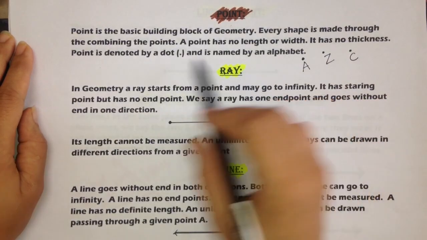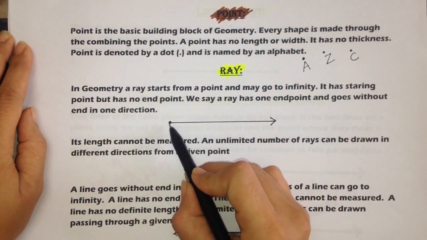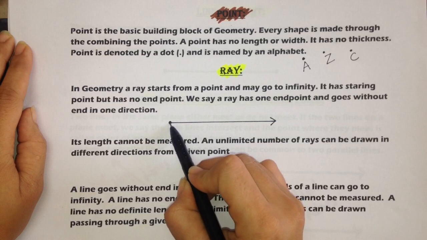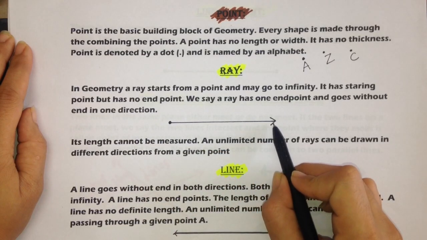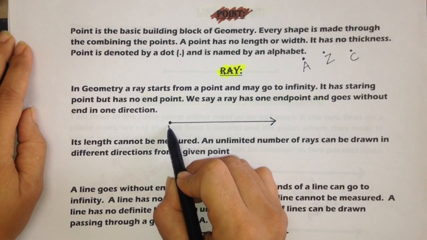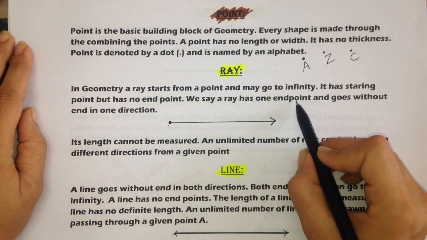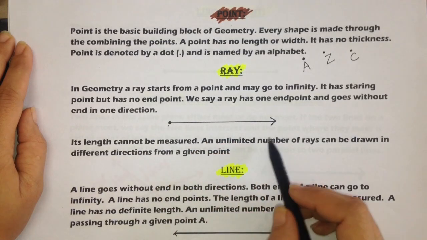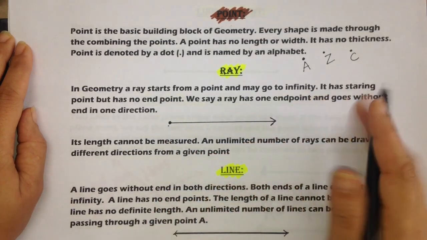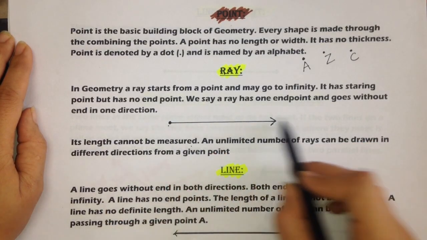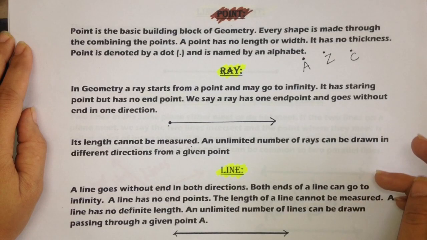Next, ray. In geometry, a ray starts from a point like this and may go to infinity. It has a starting point like this but has no ending point. This arrow denotes that it can extend to infinity. It has no particular end point. It has only a starting point. So we can say a ray has one end point and goes without end in any direction. If you see a figure like this, you can say that it is a ray. And its length cannot be measured. Why? Because it can extend to infinity. How are we going to measure infinity then?